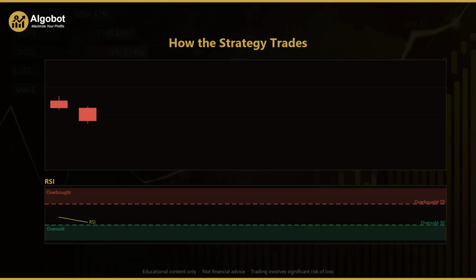Let's bring it all together on this illustrative chart. Across the bottom, you can see the RSI panel, with the oversold line at 30 in green and the overbought line at 70 in red. Up top are the price candles. Watch how the two move together.